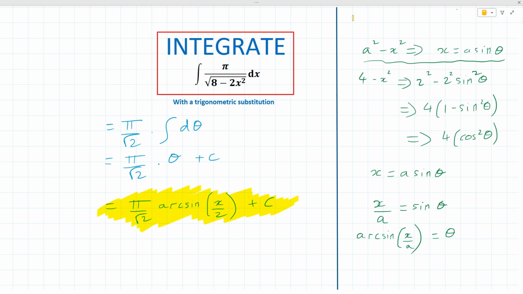I hope you enjoyed this question. Whenever you see a squared minus x squared in the denominator and you're thinking about a substitution, make sure to use a sine theta, as it changes so nicely into cosine theta. Try and practice a few questions which look a little bit like this until you make sure that you have the technique down.